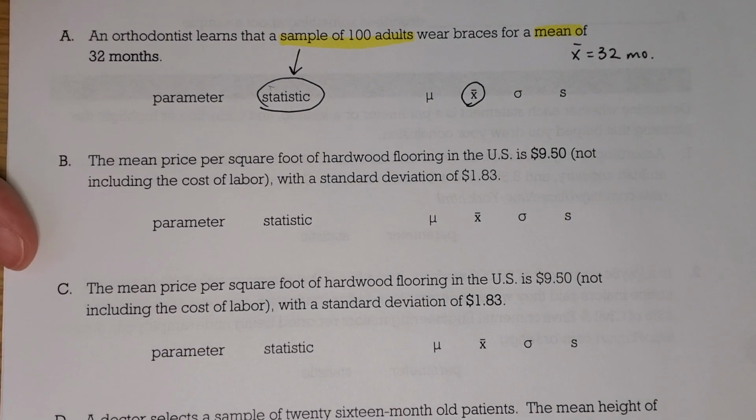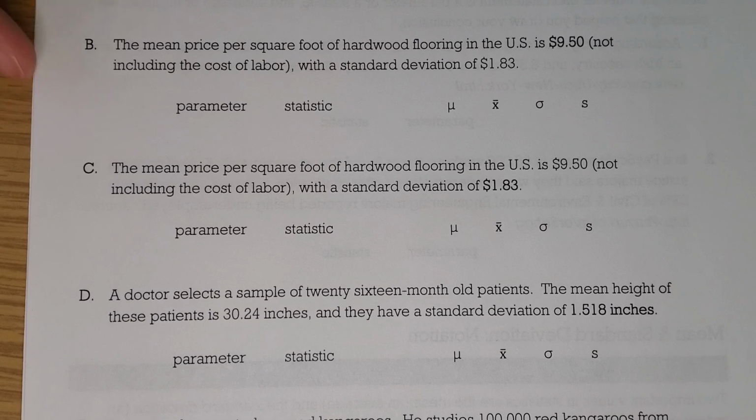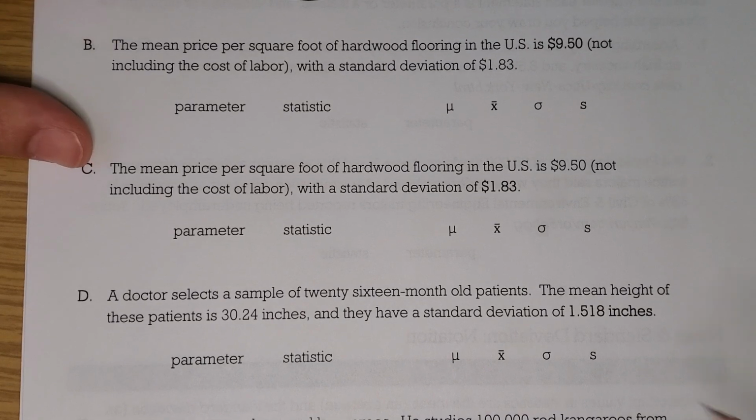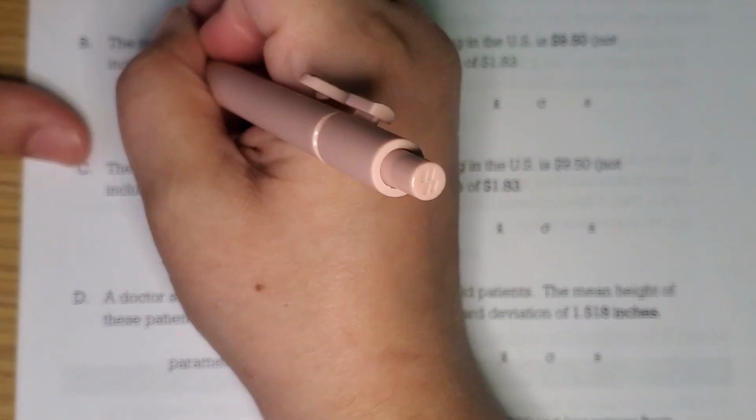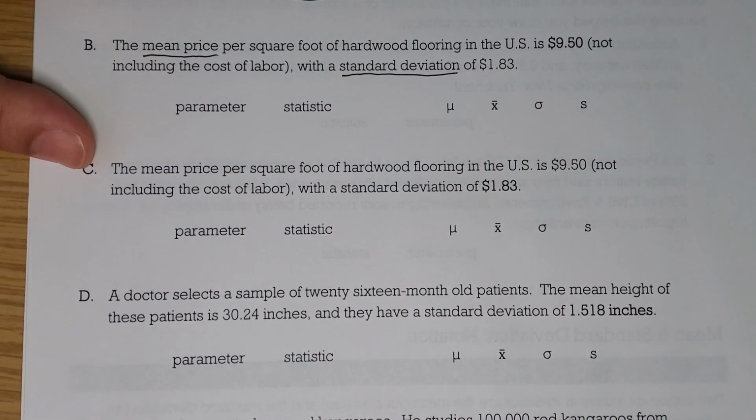Let's do another one together. Part B says that the mean price per square foot of hardwood flooring in the US is $9.50, not including the cost of labor, with a standard deviation of $1.83. Okay, so I'm noticing that it says the mean price, but it also has a standard deviation.